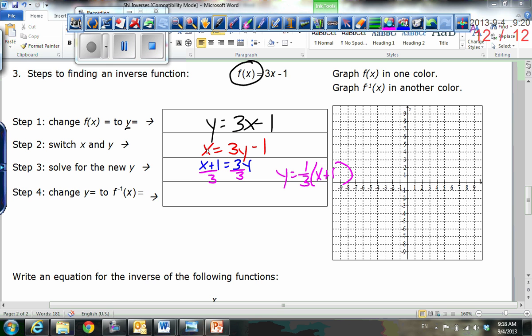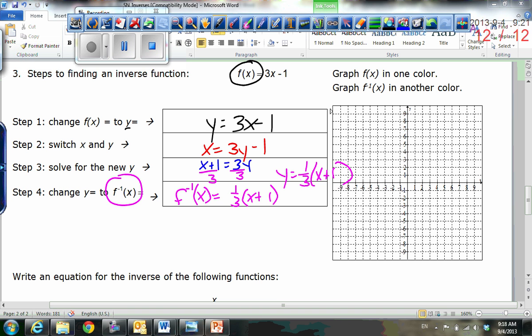Okay, so the last thing is that we're going to change, instead of writing y, we're going to denote that it's f to the negative. We're going to say that it's the inverse. So I'm going to say the inverse of x is 1/3 x plus 1. The last thing they want us to do is to graph one in one color, one in the other. If you don't have 2 colors, don't even worry about it. I'll show you a trick in a second.